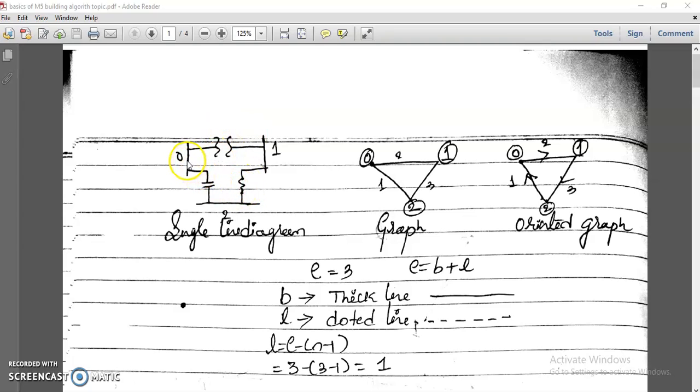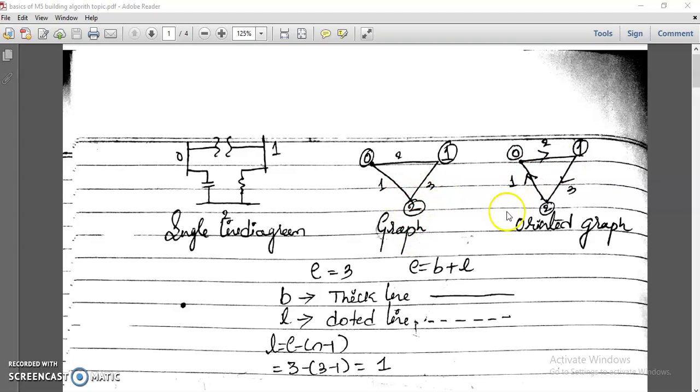Okay, so now this single line diagram is transferred to a graph. What is a graph here? In the graph, these buses are replaced by nodes, and these components are replaced by lines. So how many buses are here? 3 buses, so 3 nodes I am specifying. And the components, total 3 components, are replaced by lines. That is nothing but elements. So this is just a graph.